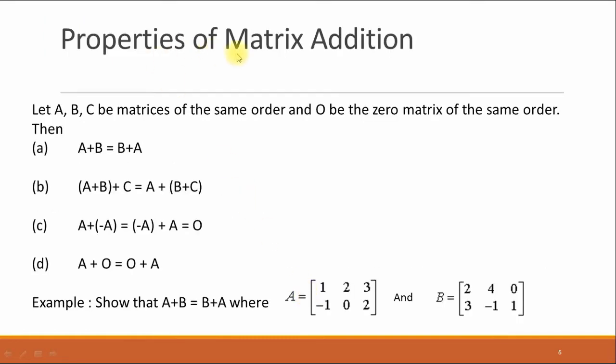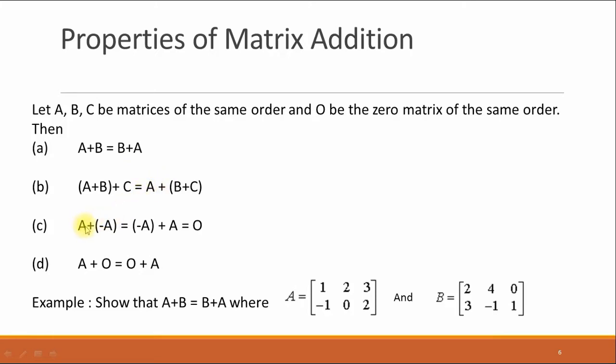Now the properties of matrix addition. Let A, B and C be matrices of the same order and O be the zero matrix of the same order. Then A plus B is equal to B plus A. This means the commutative property with respect to addition in matrices always holds. Similarly, another property, A plus B plus C is equal to A plus B plus C, grouped in either way. This property means that the associative property with respect to addition in matrices always holds.